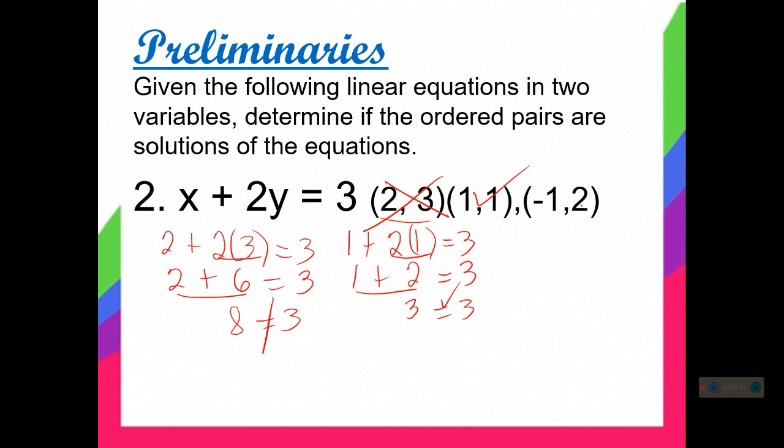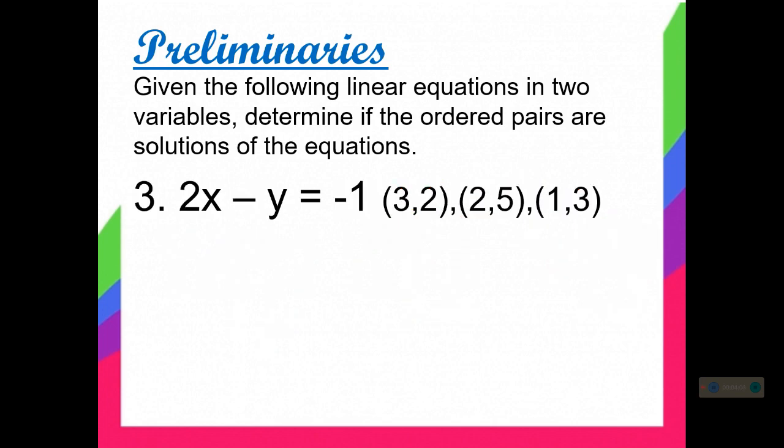Next, we have (-1, 2). Substitute negative 1 in place of x, plus 2 times our y, which is 2, equals 3. So we have negative 1 plus 2 times 2, which is 4, equals 3. Negative 1 plus 4 is positive 3, which is also equal to 3. So it is true, and that's why we have here a solution. Next, let's have the last one.